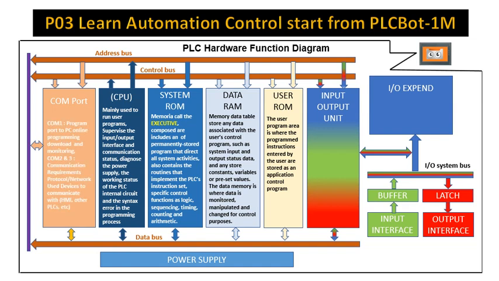COM port: COM1 is the program port to the PC for online programming, download and monitoring. COM2 and COM3 depend on the communication requirements, the protocol or network used, and the devices to communicate with, such as HMI, other PLCs, etc.